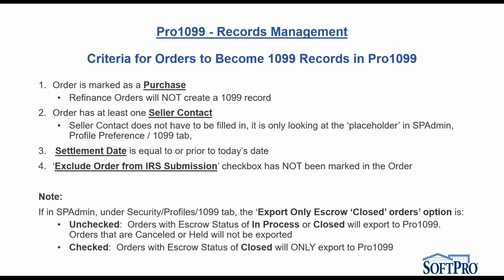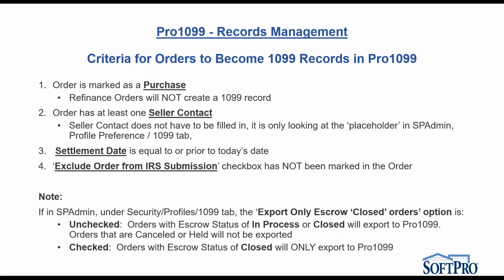So one of the questions I get asked a lot of times when we travel to customers is, what exactly makes a 1099 a 1099? So the criteria for that is that the order has to be marked as a purchase. So when you do your file types, you're checking off that it's a purchase, not a refi. And believe it or not, refis are smart enough that they will not create a 1099 record. There has to be at least one seller contact in the file.